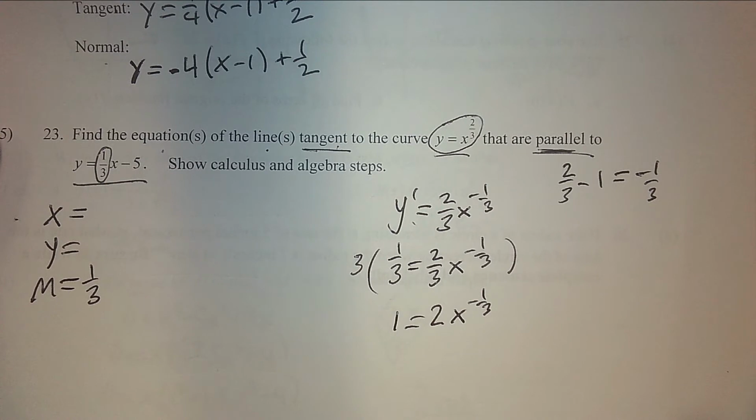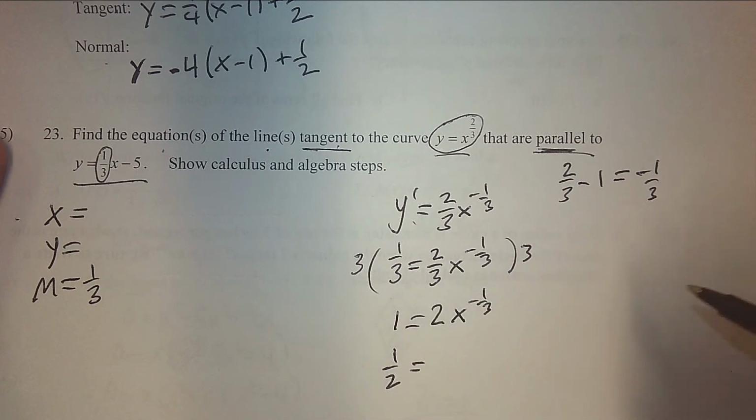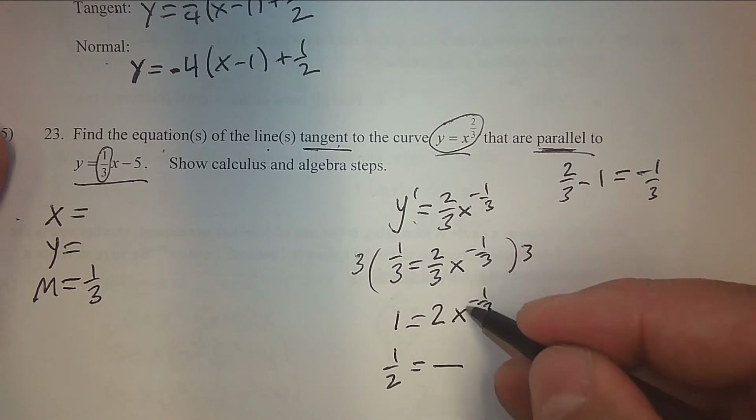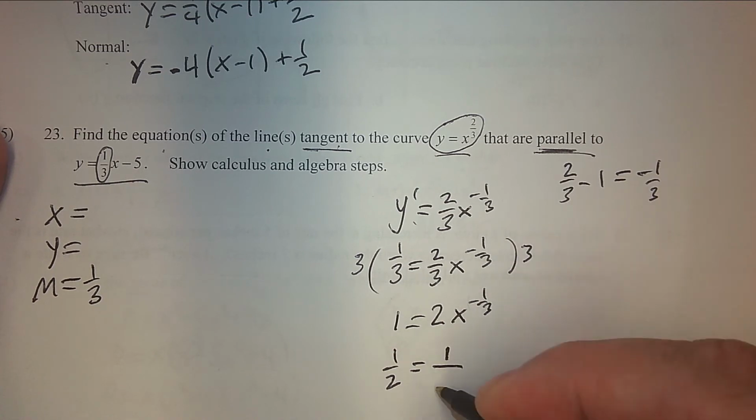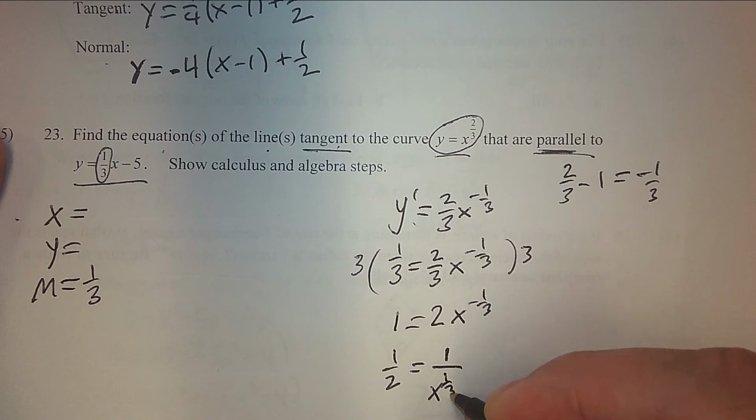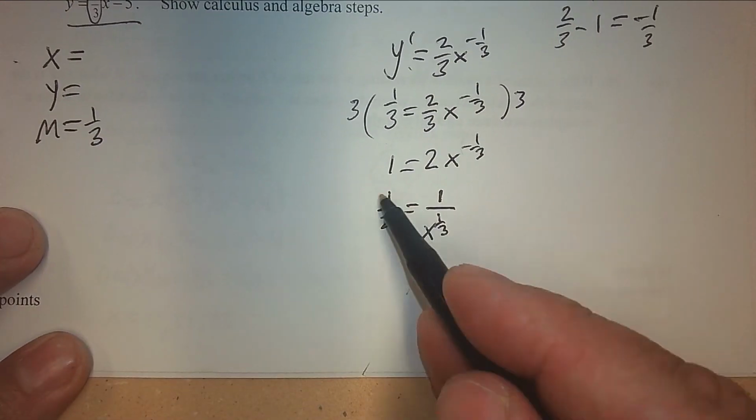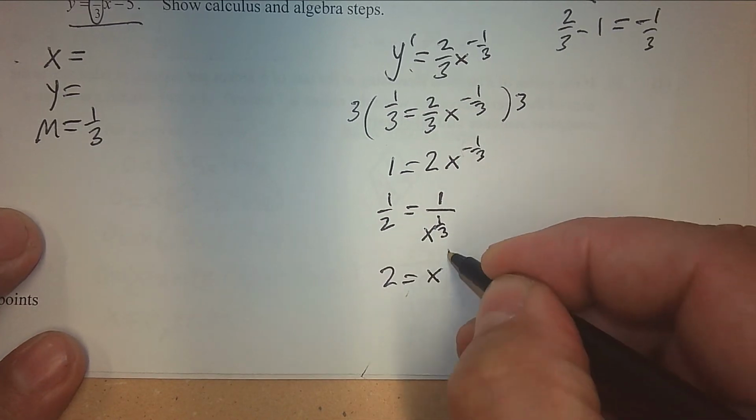The next thing I notice, to get x by itself, is I can divide by 2. And then do you remember that negative exponent? What this negative exponent means? It means the reciprocal. So that means it actually belongs in the denominator and it's no longer a negative exponent. Do you see how the numerators are equal to each other? Well, then you can just make the denominators equal to each other.